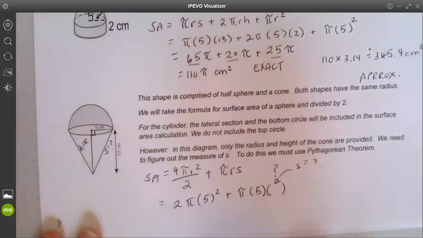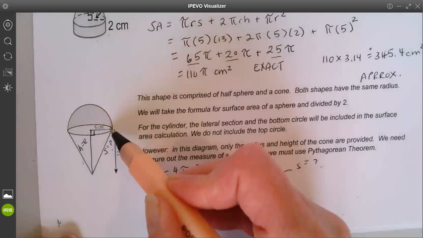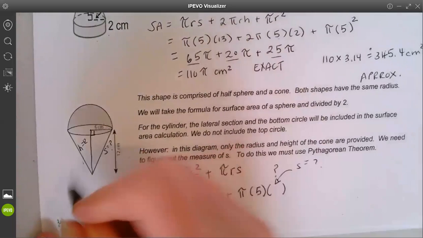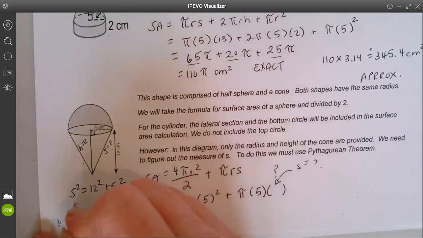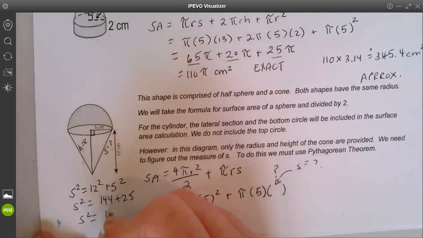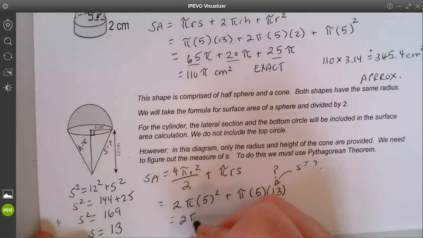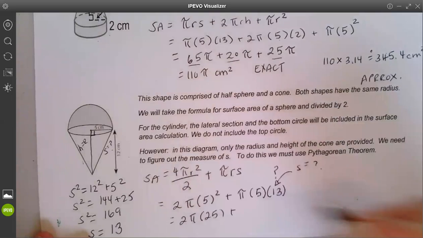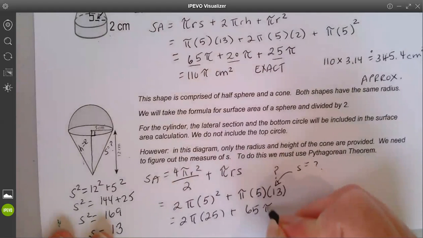There is a right triangle here where the height and the radius meet. And because s is the hypotenuse of a right triangle, we apply the Pythagorean theorem. So we're going to get s squared equals 144 plus 25. S squared equals 169. So s equals the square root of that, which is 13. So our value for s now we can input is equal to 13. So this will be 2 pi times 25 plus 13 times 5 is 65. So we'll have 65 pi.